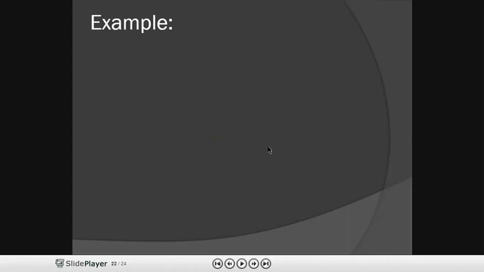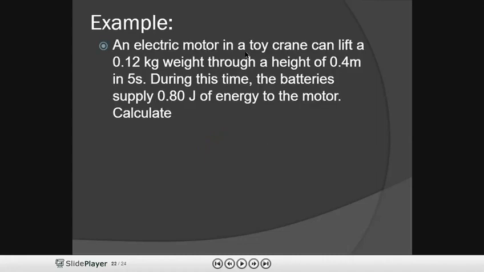So the next example is to calculate the power. An electric motor in a crane can lift a 0.12 kilogram weight through a height of 0.4 meters in 5 seconds. During this time, the battery supplies 0.80 joules of energy to the motor.